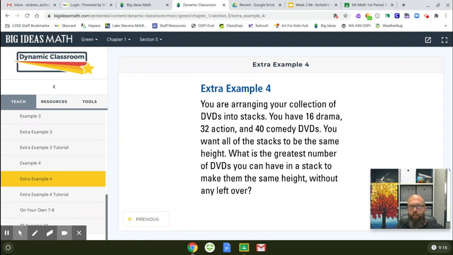So you're arranging your collection of DVDs. You have 16, 32, and 40, and you want them to have stacks that are the same. So what is the greatest number of DVDs you can have in a stack? Again, this is the long, fancy way of asking you what's the GCF of these three numbers.